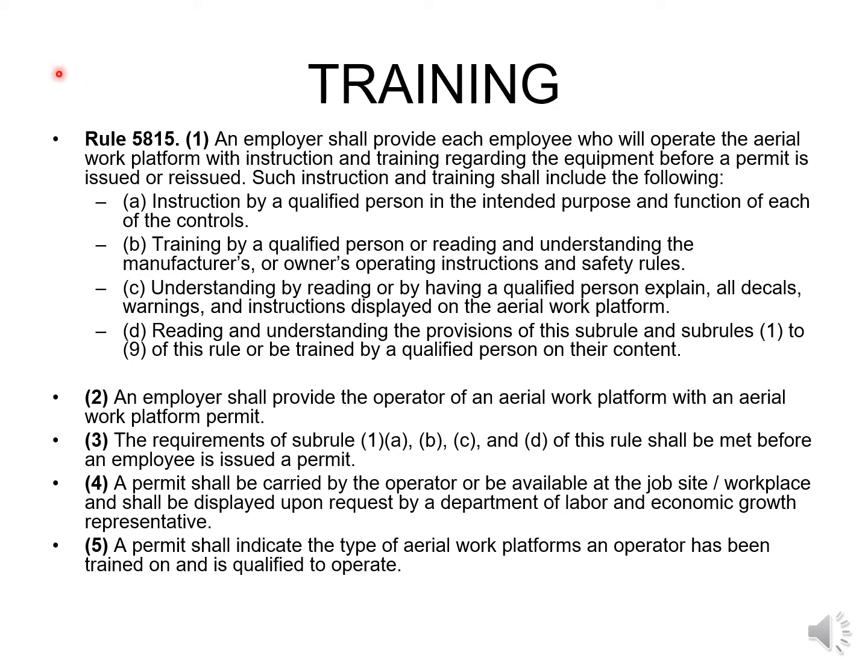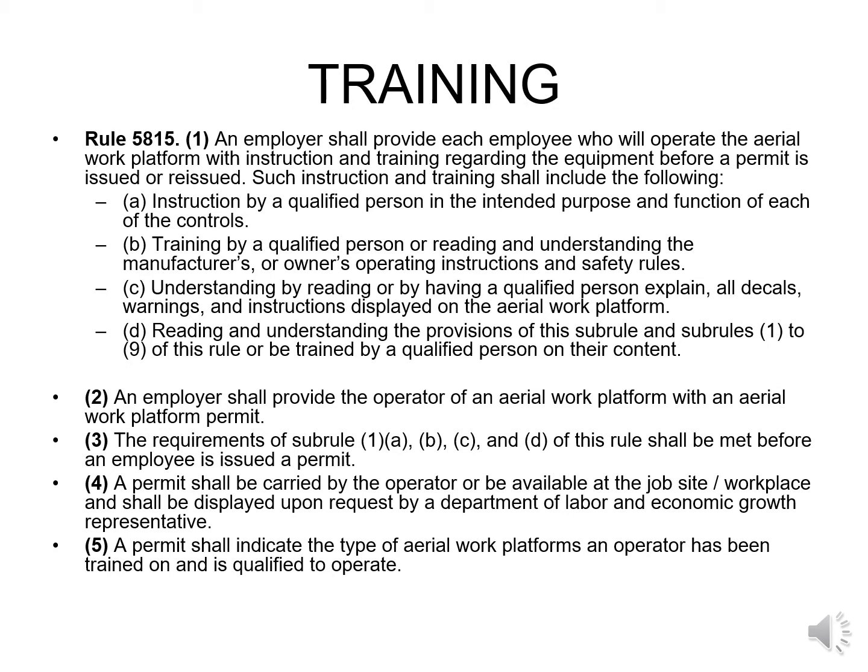Training. This comes from the OSHA standard requirements for training employees operating an aerial platform lift. Rule 5815-1, an employer shall provide each employee who will operate the aerial work platform with instructions and training regarding the equipment before the permit is issued or reissued. Such instruction and training shall include the following.